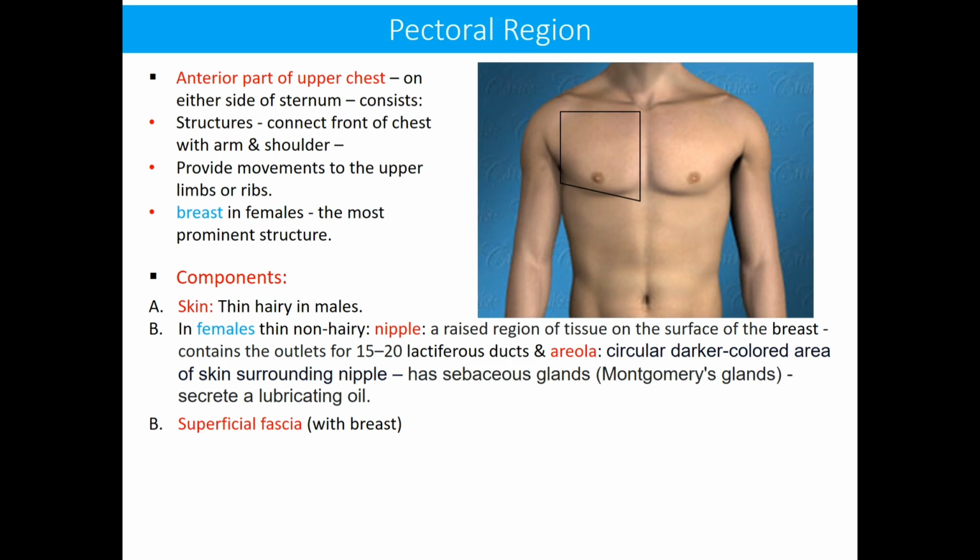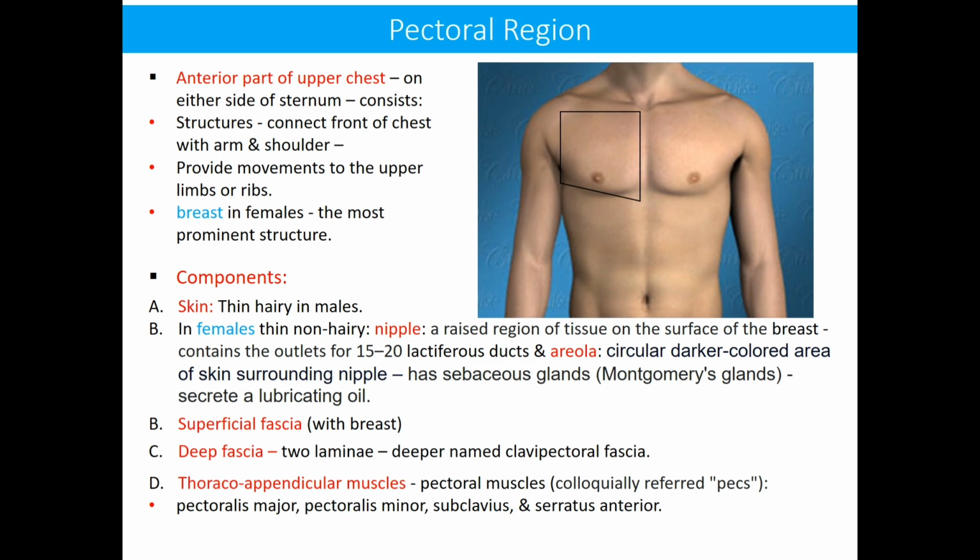Then is the superficial fascia, which contains the breast. Deep fascia is present in two laminae. The deeper one is named as clavipectoral fascia. Then is the thoracoappendicular muscle component of the pectoral region. These are pectoral muscles, which are also referred as pecs, that is pectoralis major, pectoralis minor, subclavius, and serratus anterior.